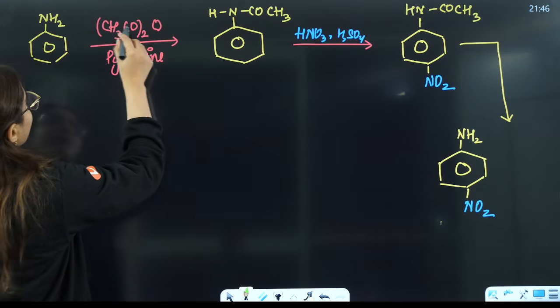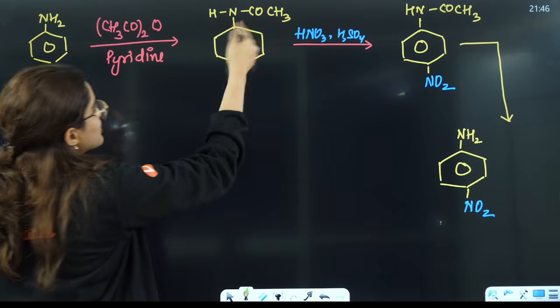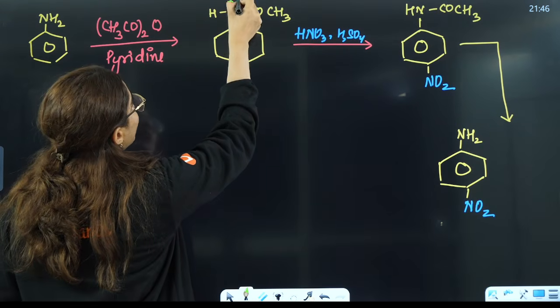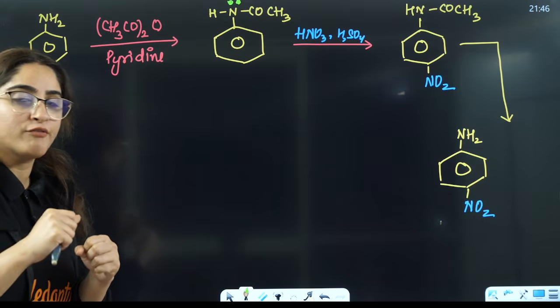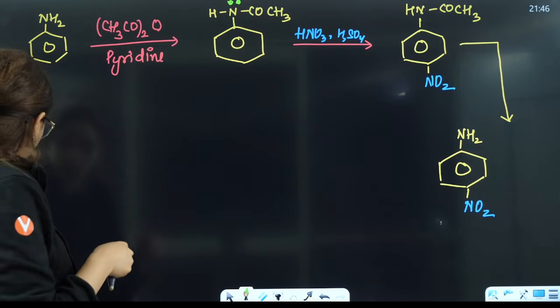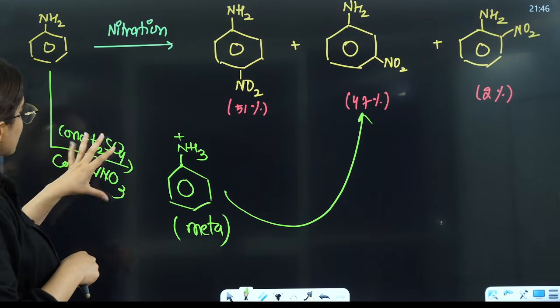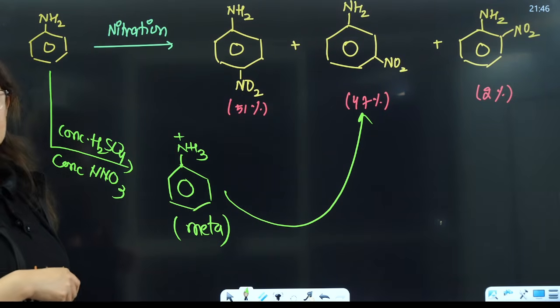Now, aniline reacts with CH3COCl. Now, if I want to have para, first I will do acetylation, so that this nitrogen does not accept proton from acid. Now here what is happening? This is a base, this is an acid. It accepts protons from this acid. That's why it gets converted to anilinium ion.